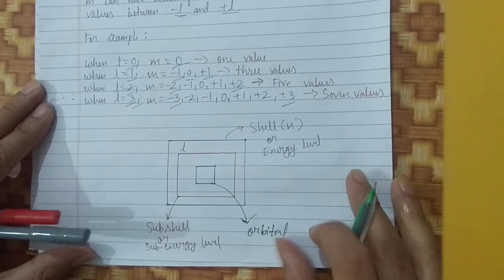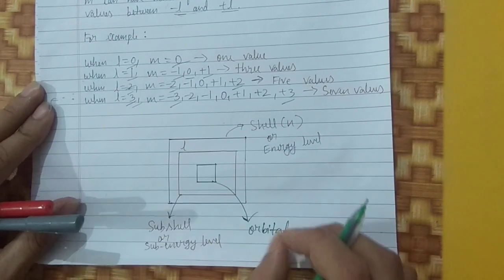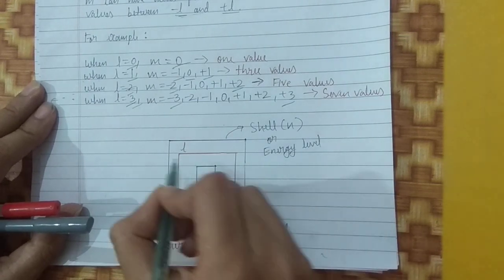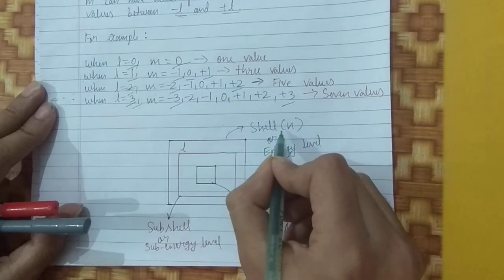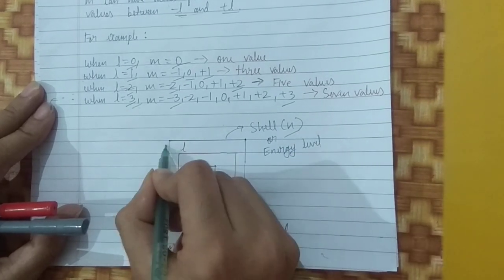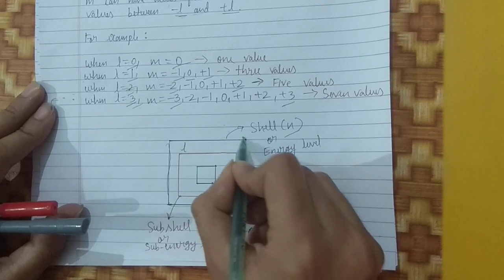Now try to understand this figure. In the previous video I have already introduced it. Now again I would like to tell you the outer blue color represents the shell or energy level, which is denoted by principal quantum number n. The outer blue color represents the shell.